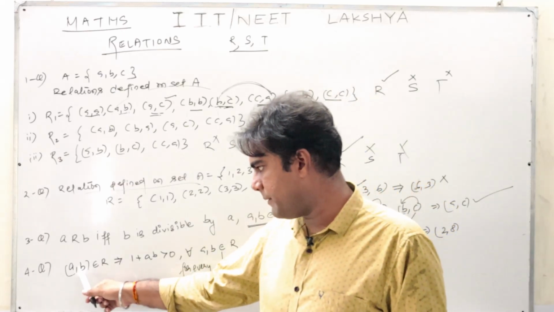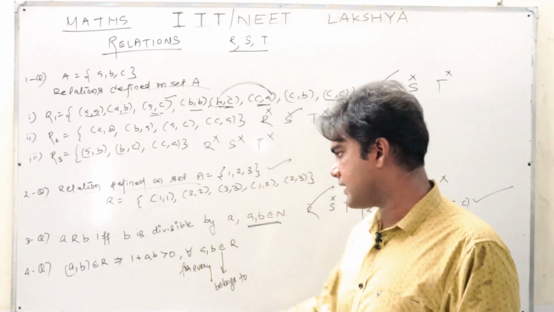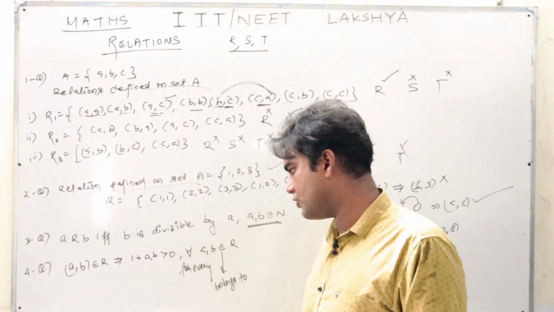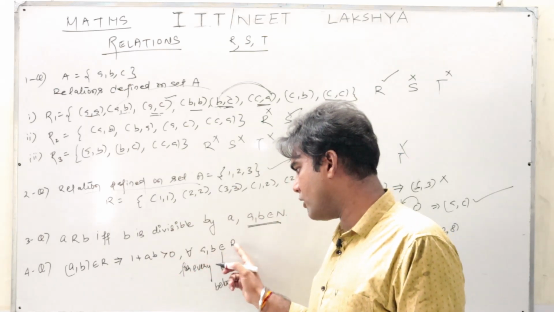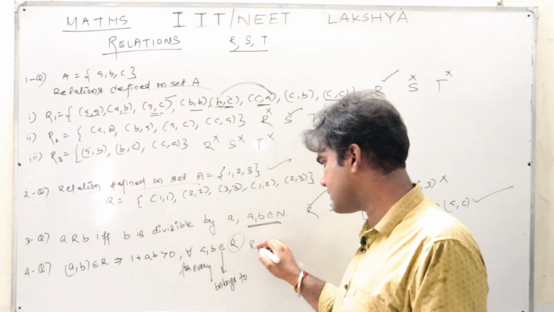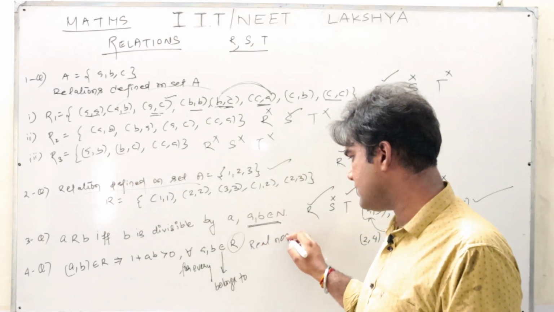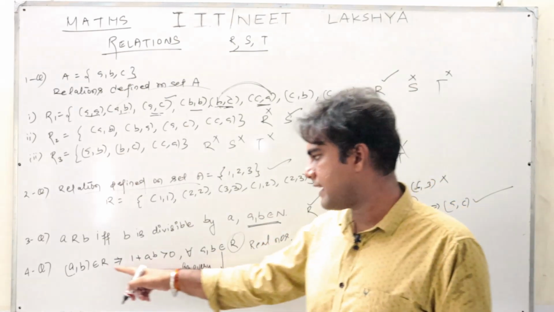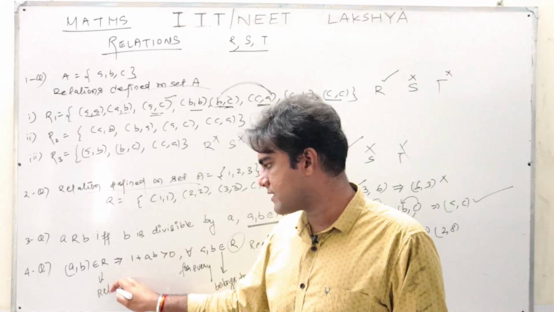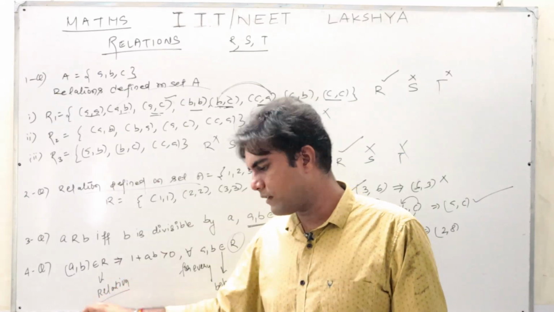The question is: (a, b) belongs to R such that 1 plus ab is greater than 0 for every a, b belonging to R. This R means real numbers, and this R means relation. You have to understand the language given.